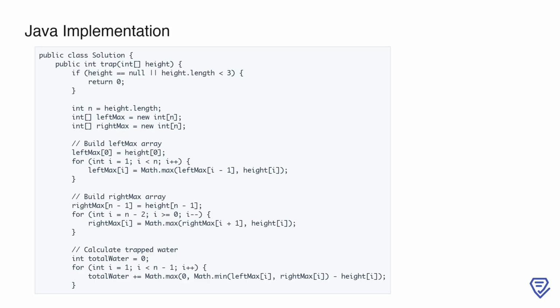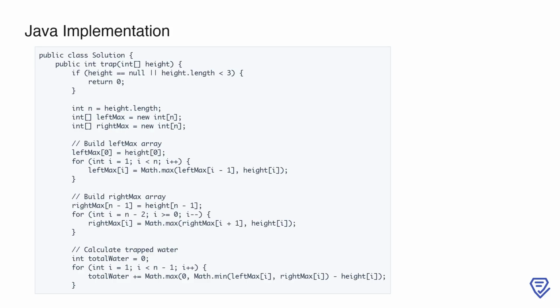Next, we initialize the size of the array, n, and create 2 auxiliary arrays, leftMax and rightMax. These will store the maximum heights encountered from the left and the right for each position in the elevation map. The leftMax array is built starting from the first index. The first element is initialized to height[0], as it has no bars to its left. Then, for each subsequent bar, the value at leftMax[i] is set to the maximum of the previous maximum, leftMax[i-1], and the current bar height, height[i].